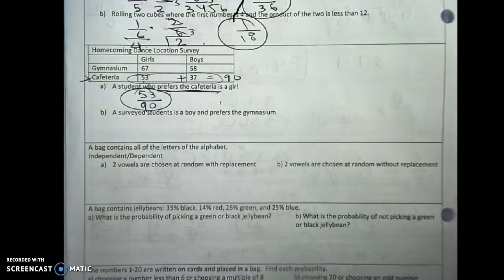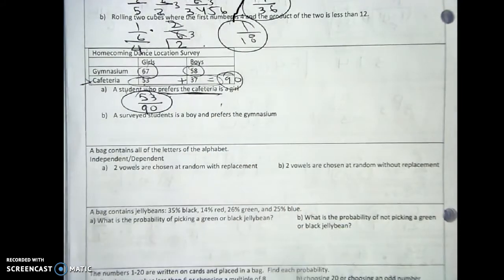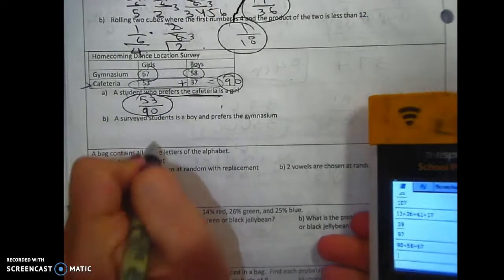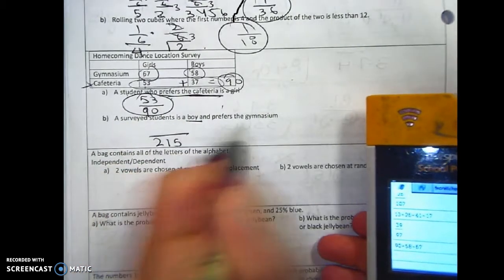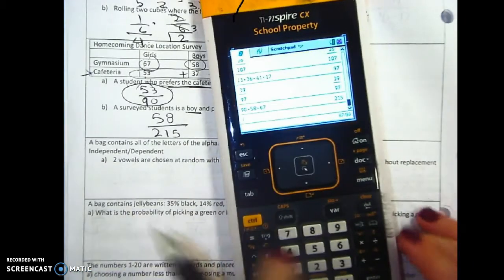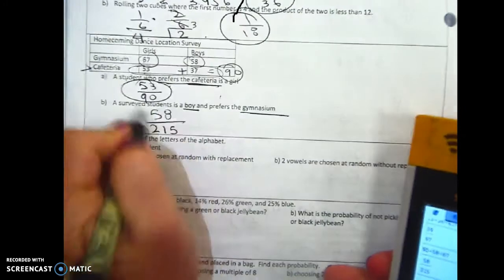A surveyed student means any of them, so I need to add these two together. So I'm going to add 90 plus 58 plus 67, and that's 215. And I'm looking specifically for the boy Jim, 58. Let me check to make sure I can't simplify, and I can't, okay?